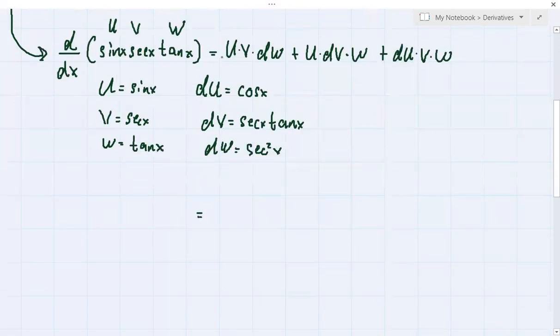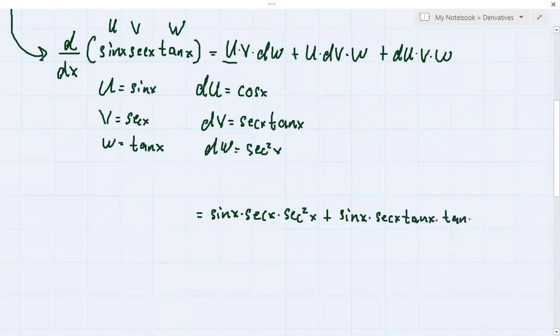Now, let's substitute. So, U, we have sin x times V, which is secant x, times dW, which is secant squared x. Plus U, ulitin natin, we have sin x, times dV, we have secant x times tangent x, times W, we have tangent x. Alright? Lastly, plus dU, which is cosine x, times V, secant x, times si W, which is si tangent x.